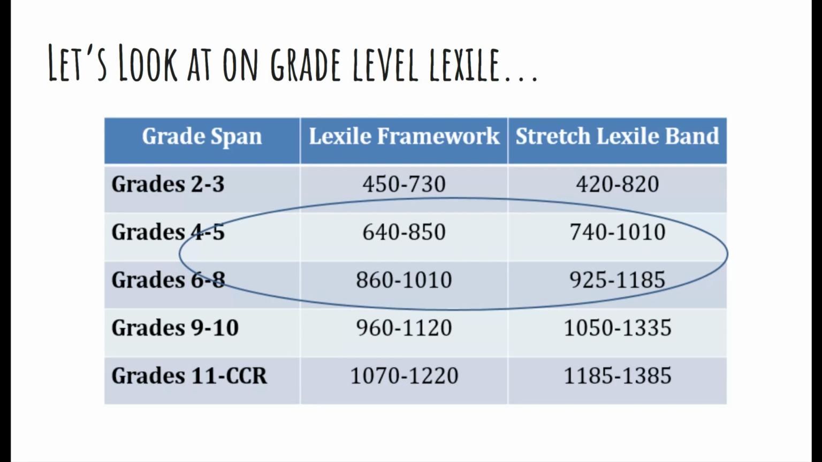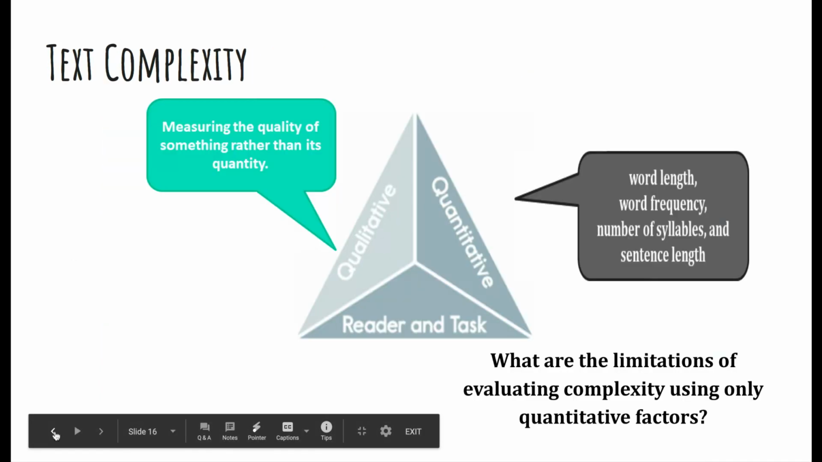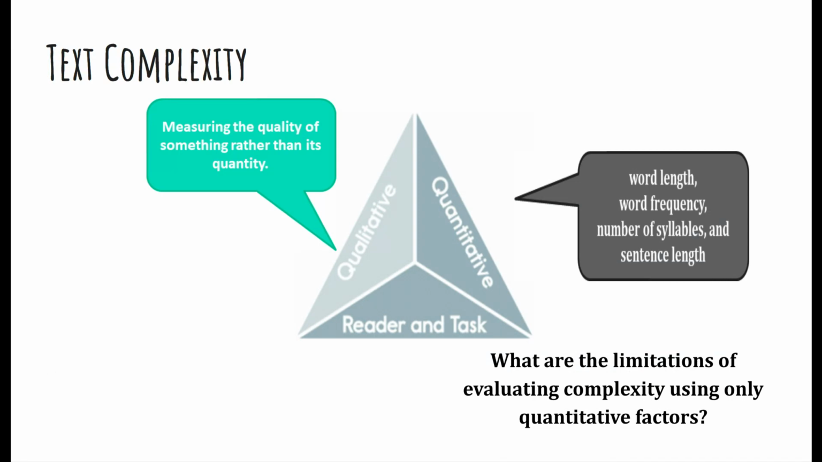Based on Lexile level, a second or third grade student might be able to read that text. They can read the words, they can read the sentences, but it is not a text suitable for them. So if we only use those quantitative measures, we're missing a lot about text complexity.